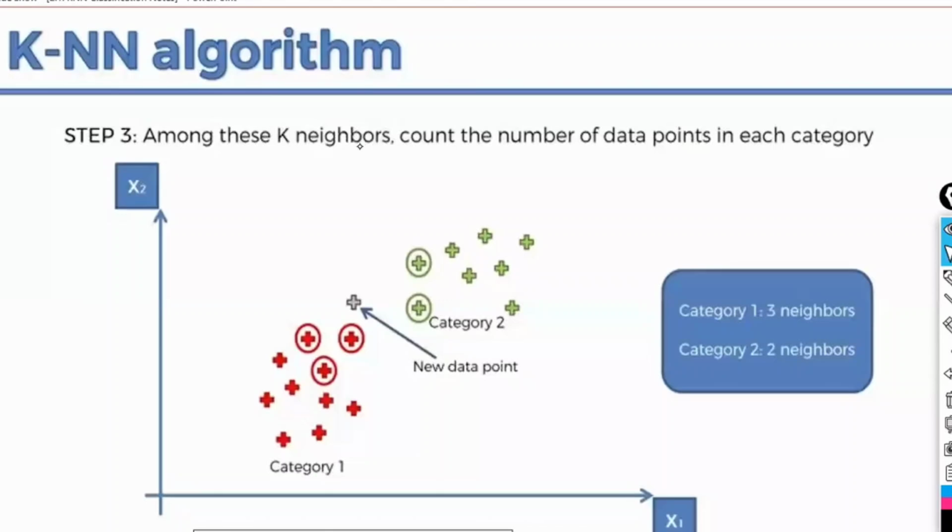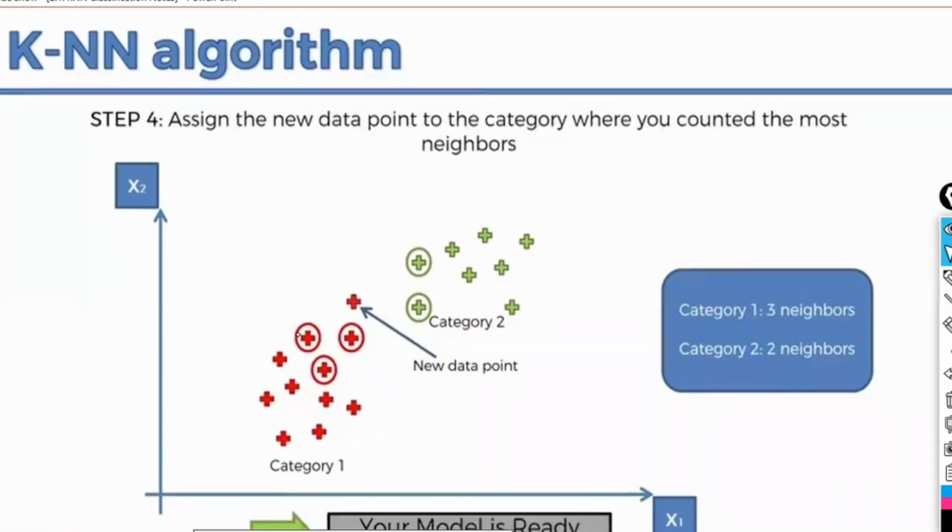After that, among the five neighbors, count the number of data points in each category. That is 3 here, 2 here. After that, it will assign the new data point to the category where you have counted the most neighbors. That is the red category. In this way, the algorithm works.